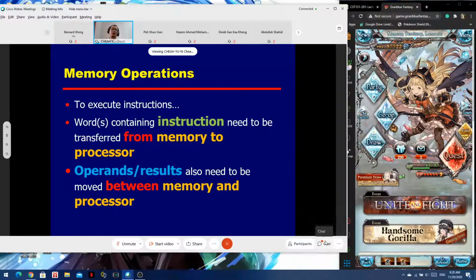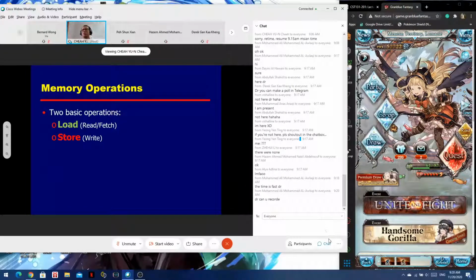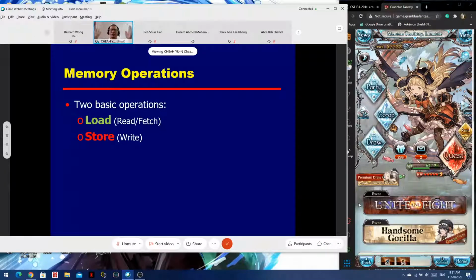So there are two very basic operations. Now there are hundreds of potential operations.